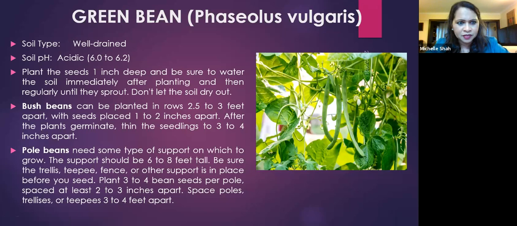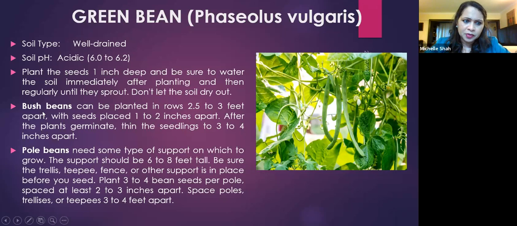These beans are grown in well-drained soils with an acidic environment with a pH of 6 to 6.2. We plant seeds in 1-inch deep holes and be sure to water the soil immediately after planting and then regularly until they sprout. We don't let the soil dry out at any time.